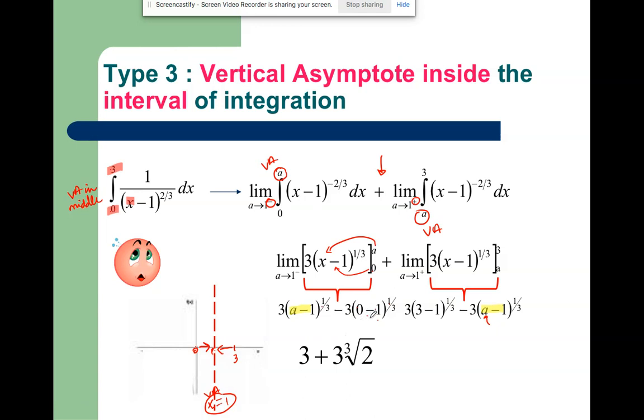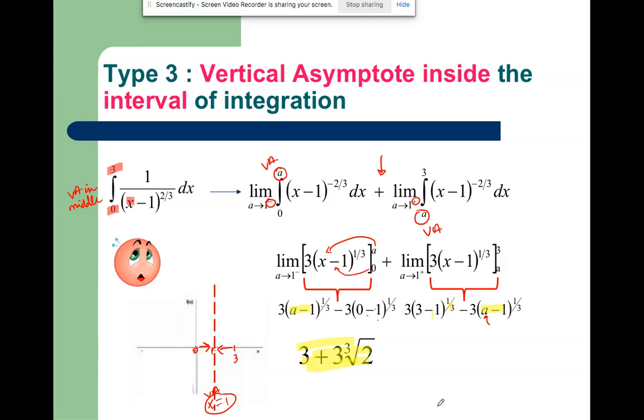So I end up with just positive 3, because this is -3 and this will be -1, so positive 3. And then this is 2 to the 1/3. There's nothing to be done with that. 2 to the 1/3 is not an integer, and you don't have to write it as this radical. You could write it as 3 times 2 to the 1/3 as long as you don't write that as 6 to the 1/3. And I'm done.